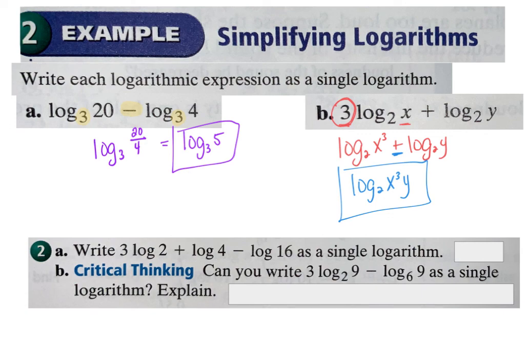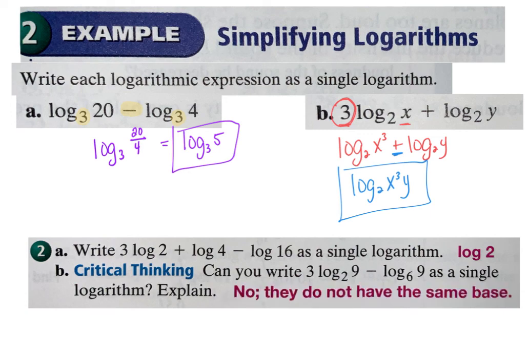All right, so for the first one, you could have taken 3 to the power, 2 cubed, multiplied that by 4, and then divided by 16. So you should have gotten 1 log, this is the common log, log base 10 of 2, because it's common log of 2. Can you write 3 log base 2 of 9 minus log base 6 of 9 as a single logarithm, yes or no? No, you cannot, because they do not have the same base.